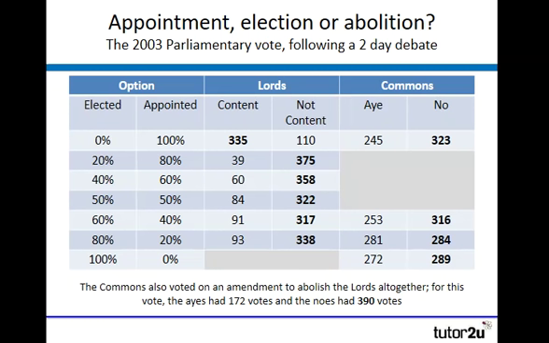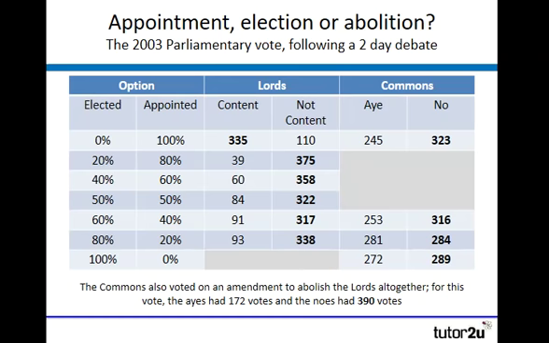We need to skip forward a couple of years now to 2003, when a vote was taken in Parliament in both the Lords and the Commons following a 2-day debate on whether there should be appointment of peers, election of peers, or, as was debated and voted on in the House of Commons separately, whether the Lords themselves should actually be abolished. Now, I'm not going to run through all of the statistics on the votes there for you.